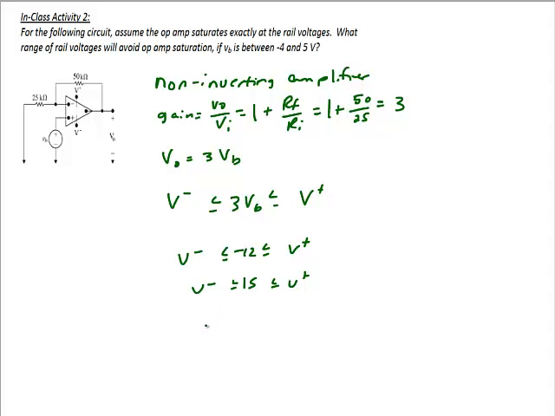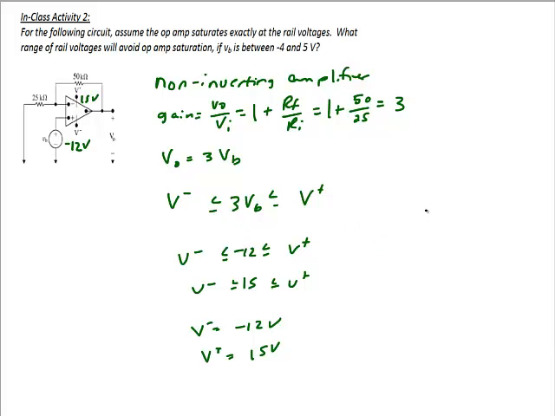So what that would mean is if we let the negative terminal equal -12 volts and the positive terminal equal 15 volts, then the op amp should not saturate. So this one would be -12 volts. This one would be 15 volts.